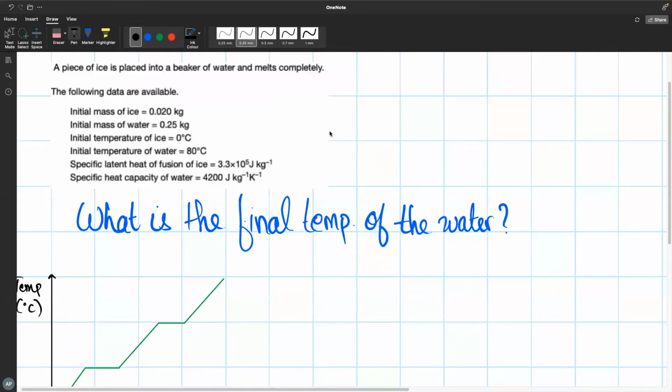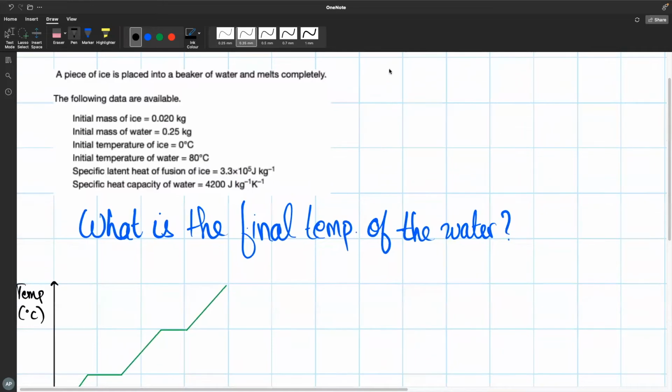In this video, I'm going to explain how you solve this thermal physics question. In the scenario we're given here, we have a beaker of water into which a piece of ice is placed. The ice is of mass 0.02 kilograms and the water is of mass 0.25 kilograms. We also know that the initial temperature of ice is 0 degrees. So when it's placed into the water, it is at 0 degrees Celsius.